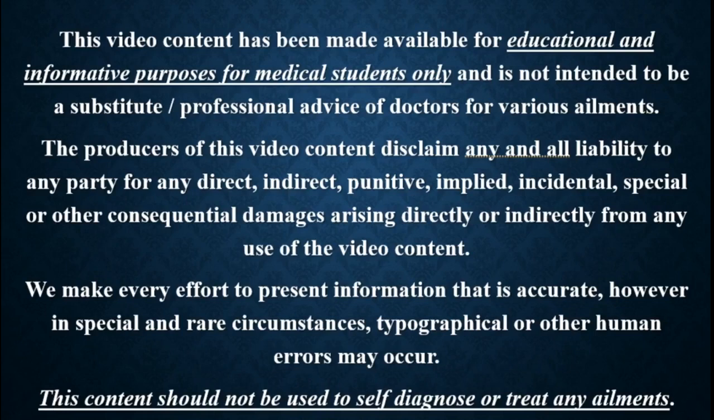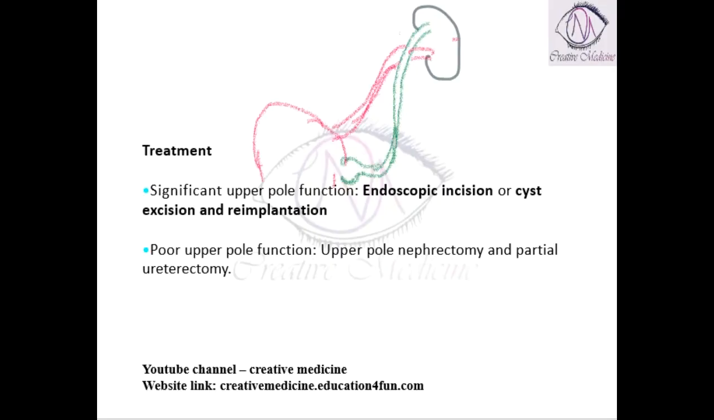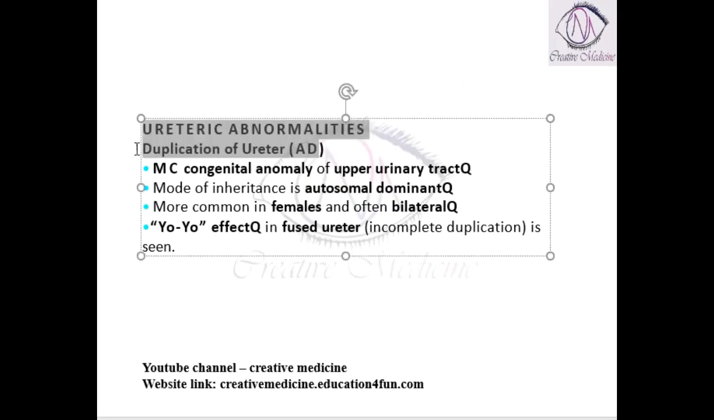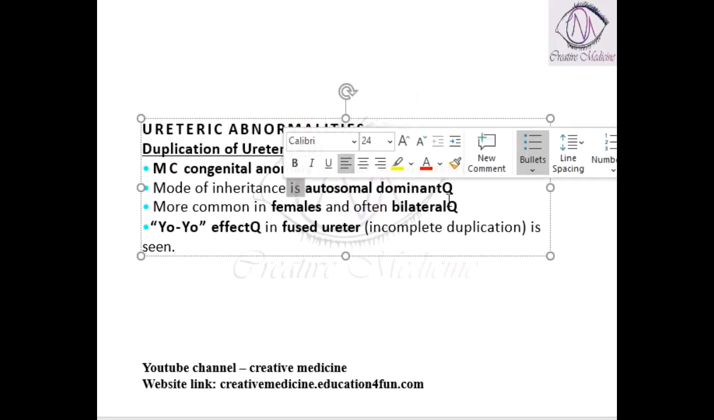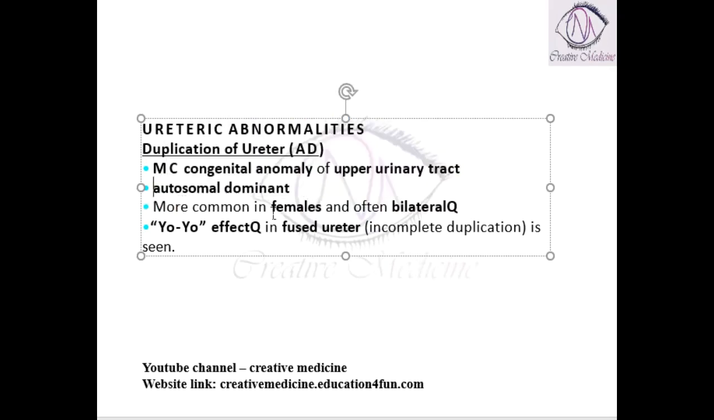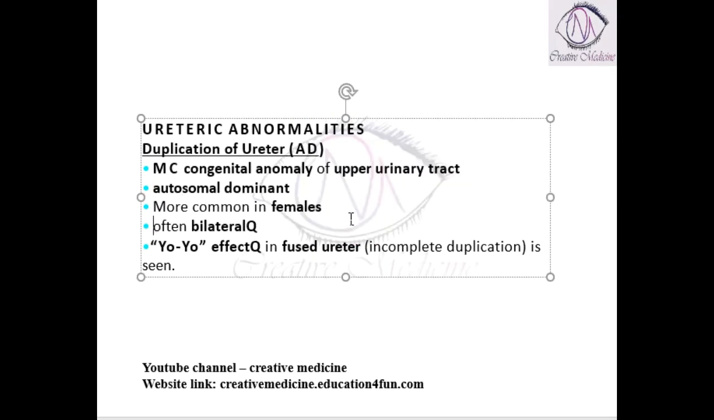In this lecture, we will learn about duplication of ureter. Duplication of the ureter is the most common abnormality of the upper urinary tract. The most common type of inheritance of duplication of ureter is autosomal dominant. It is more commonly seen in females and it is often bilateral. In most of the cases, this duplicated ureter is bilateral.